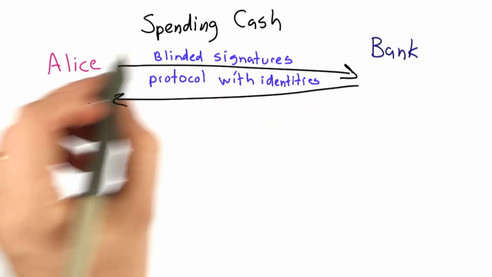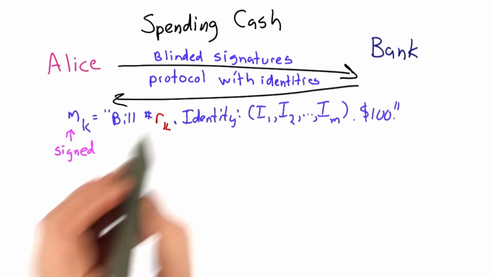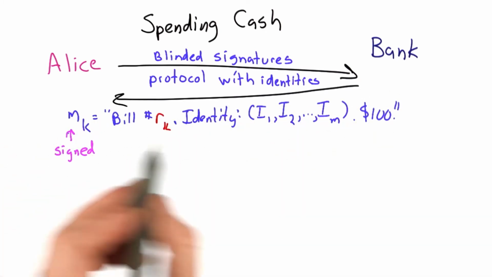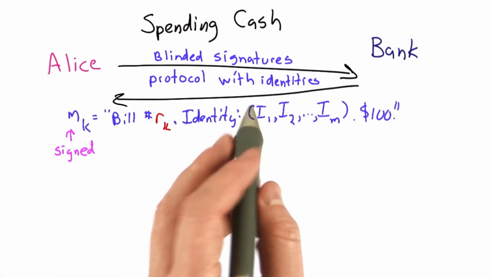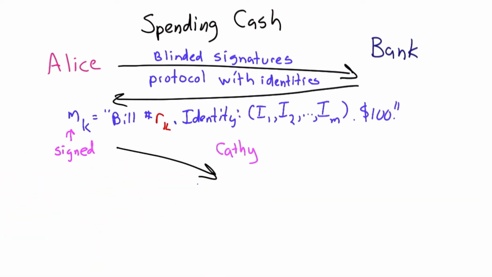So now let's look at what happens when Alice spends a bill to see how to solve the double spending problem. At the end of this protocol, Alice will have a message like this, where each one of these identity pairs is one of those pairs of hashes. To spend the bill, Alice sends the bill to Kathy, and Kathy sends a challenge back to Alice.